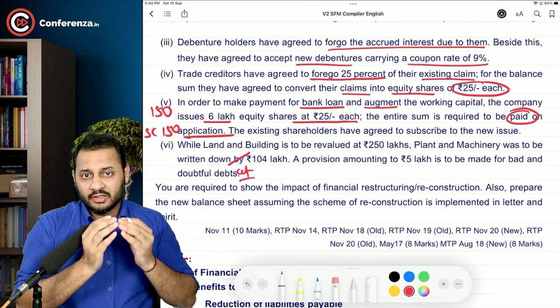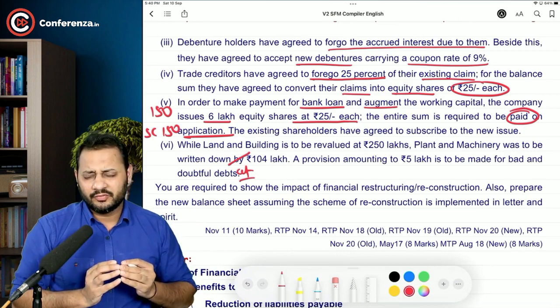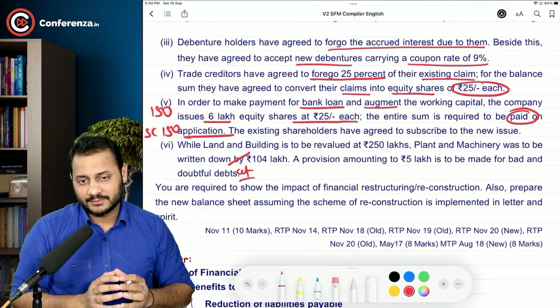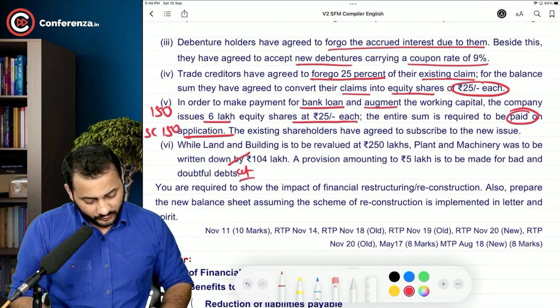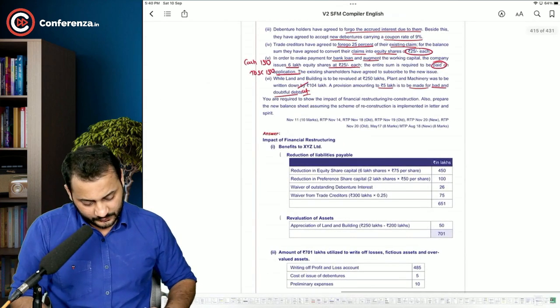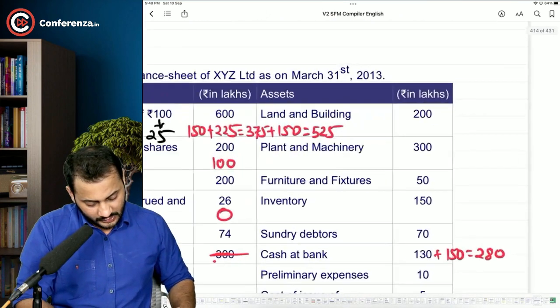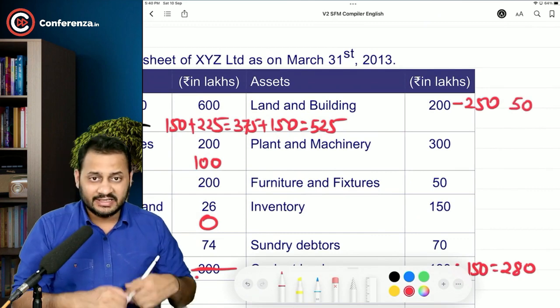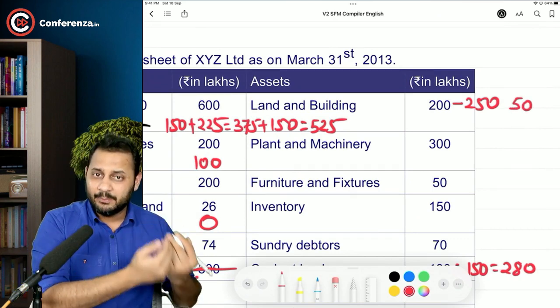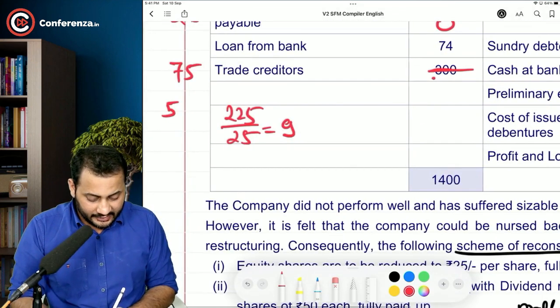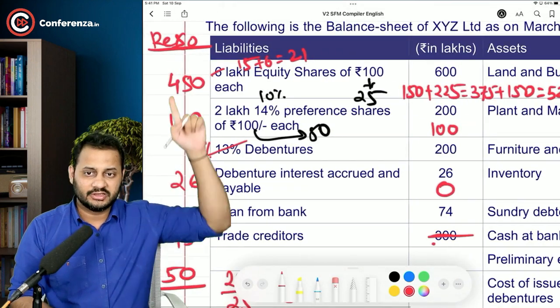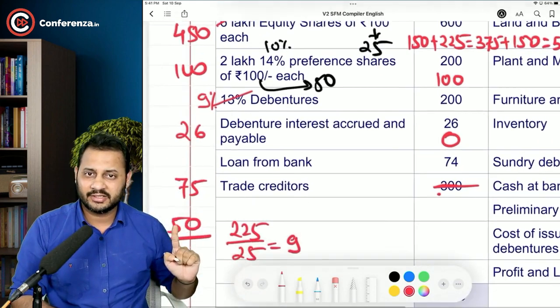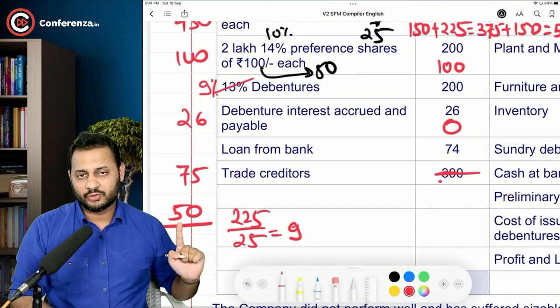That means I am reducing the balance in the plant and machinery account to 104 lakhs. Okay. And the provision amounting to 5 lakh is to be made for bad and doubtful debts. So try to understand now what is happening. We are making this land and building to 250 lakhs. That means 50 lakhs will be increased in the land and building. So it will be debited in the land and building and credited in the reconstruction account. So this is the reconstruction account that we have been preparing. All these are the credit balance. We are going to add this credit balance also.